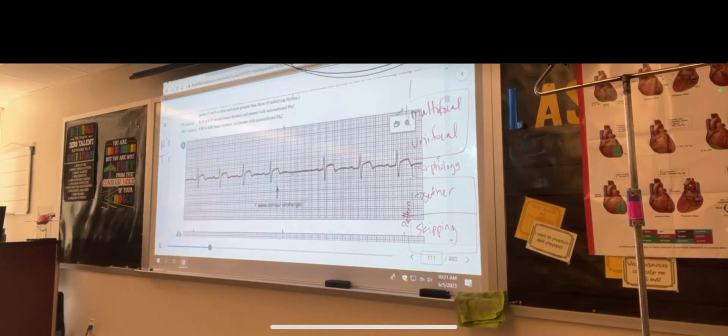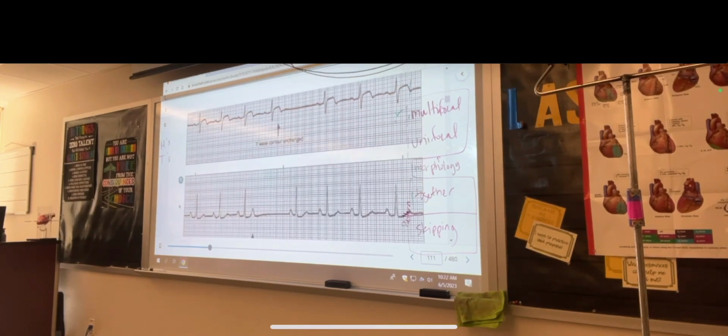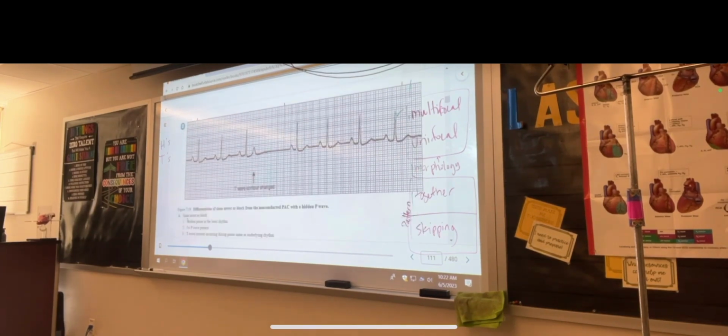So notice though, because it reset the cycle, you get a bit of a pause afterwards. So a little bit of a clue that if there's a change in the T wave, and usually they happen together, so the T wave is usually larger than the others, but it could just be a change in the contour, as it says. And as a result, nothing happens after that. And this is probably going to be a non-conductive PAC.